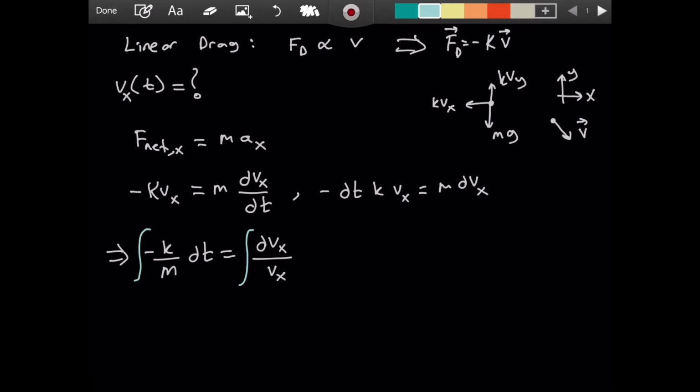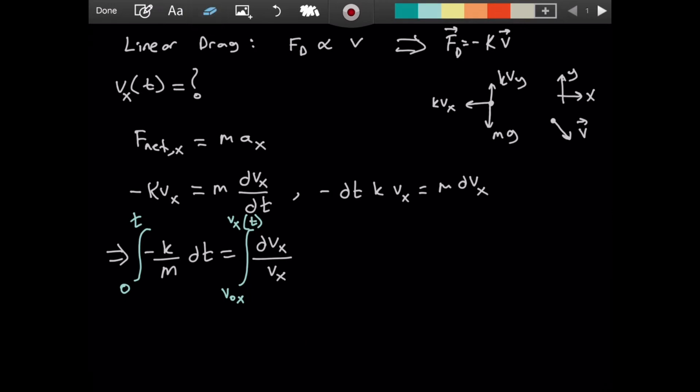So the left boundary is fairly simple. We will start from 0, time starts from 0 and goes up to any time, which we denote by t. On the right, when we are at time 0, this corresponds to the initial velocity, which I will simply call v0. And since this is in the x direction, I will also add the subscript x. And the upper limit will be the velocity function that we're looking for, vx of t. Great.